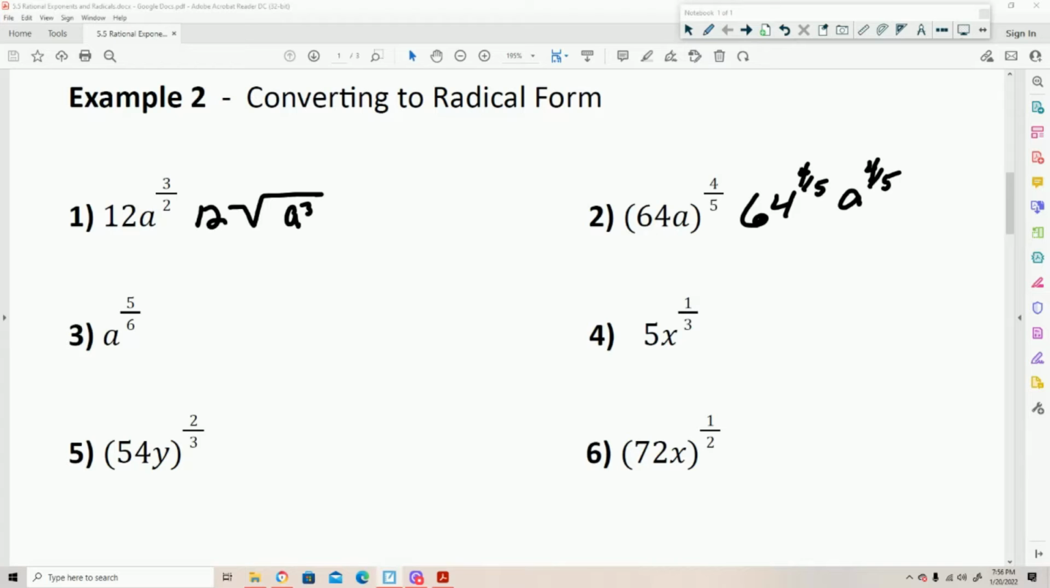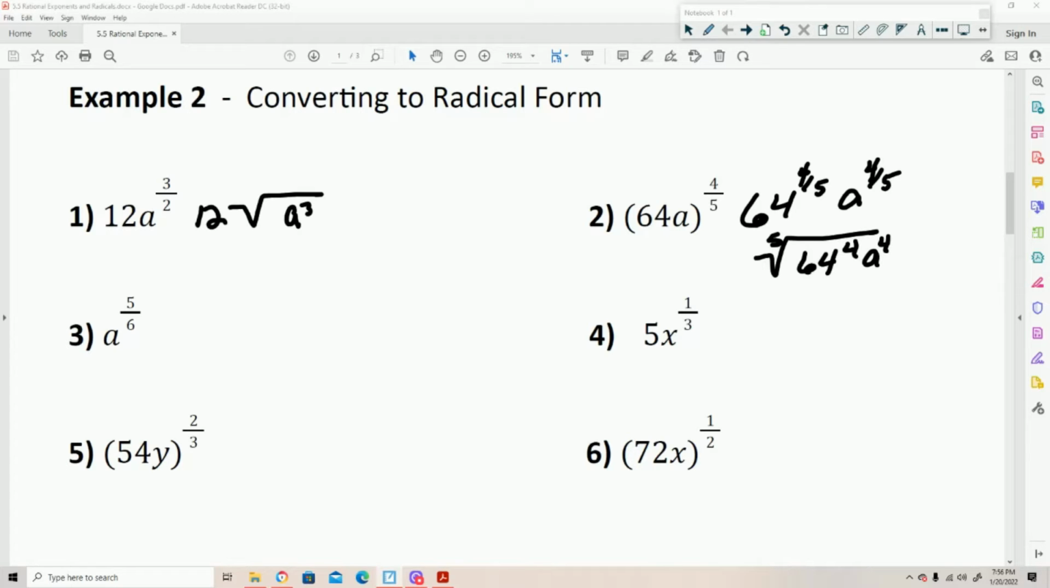They both have rational exponents. They will both go inside the radical sign. So we're going to do the radical sign here. The index is 5. They have to have the same index if they're going under the same radical sign. And inside they're going to have an exponent of 4 each. So 64 to the 4th, a to the 4th.